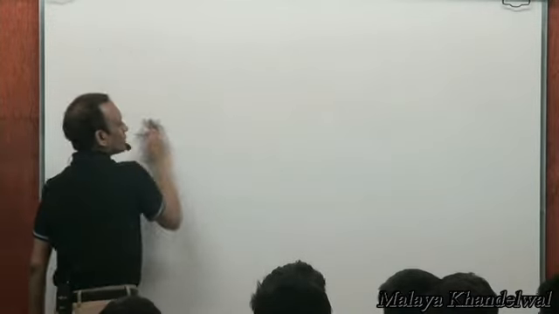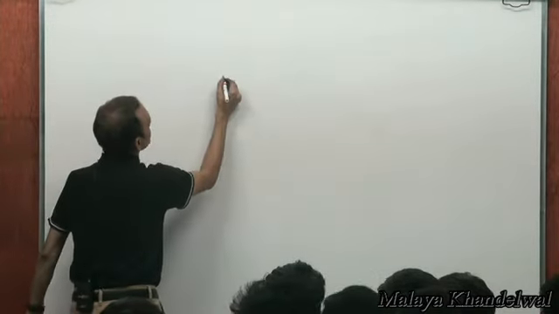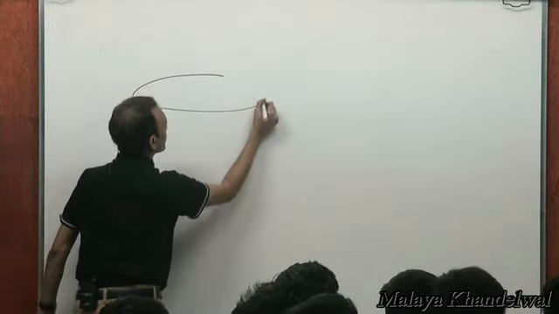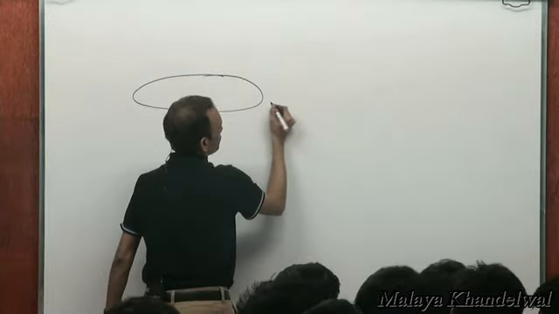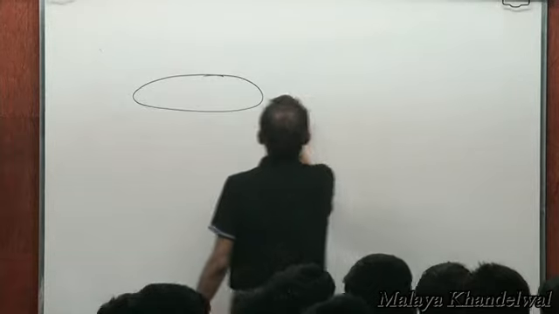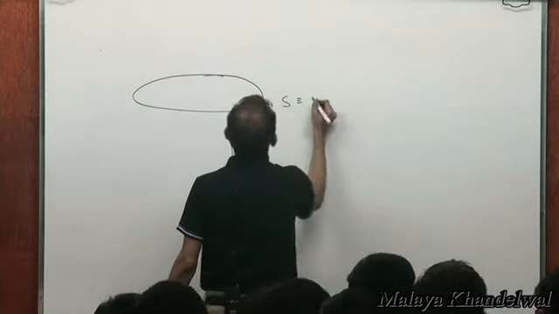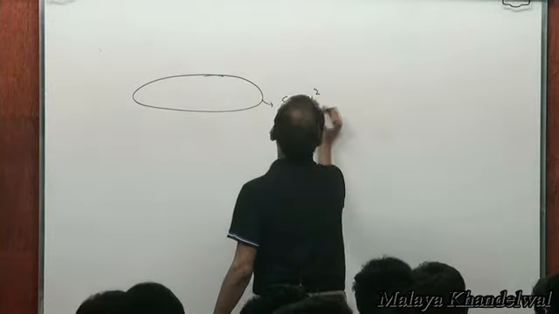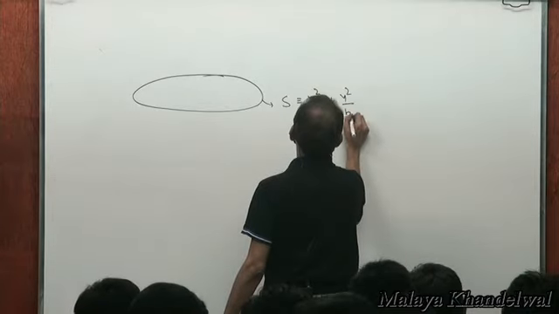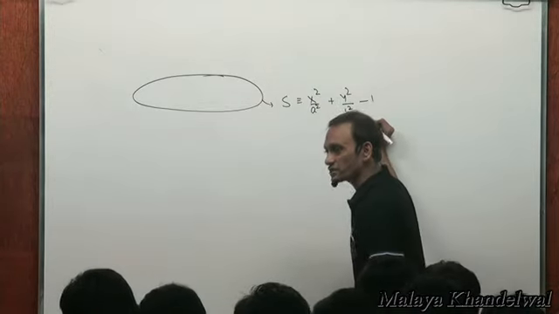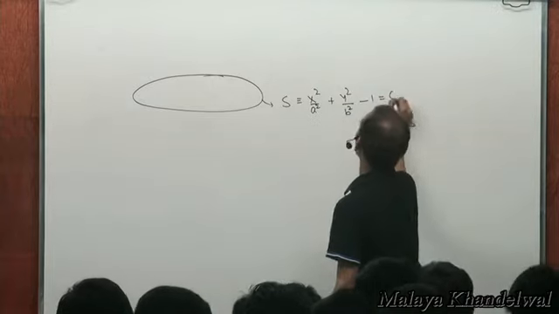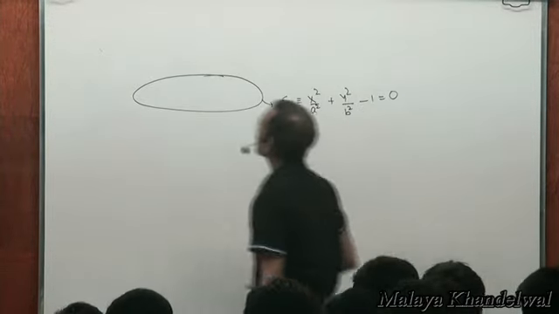So far, so good. Now, let me just state two more things. First of all, this is an ellipse S, which is defined as x squared by a squared plus y squared by b squared minus 1. It's just the expression S. S equal to 0 will be the ellipse, right?